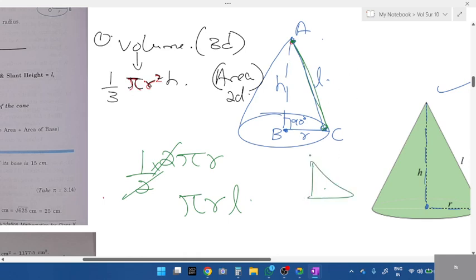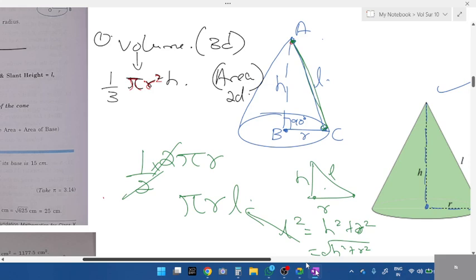L is the hypotenuse. How do you apply Pythagoras theorem? L square is equal to h square plus r square. What is the L value? Square root of h square plus r square. So just substitute this. Whenever a cone is given, remember the right angle triangle, Pythagoras theorem.